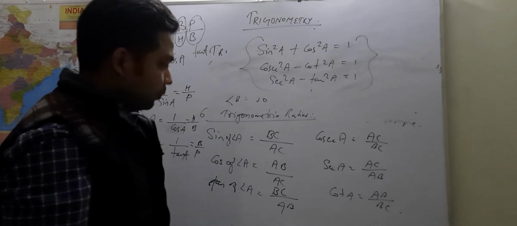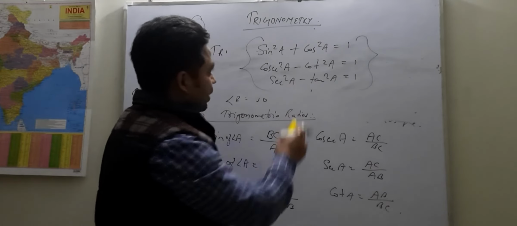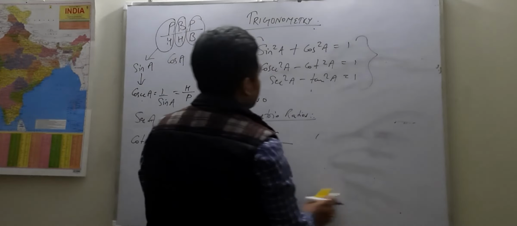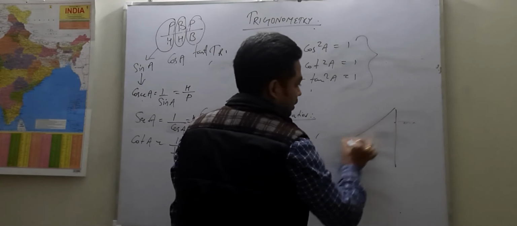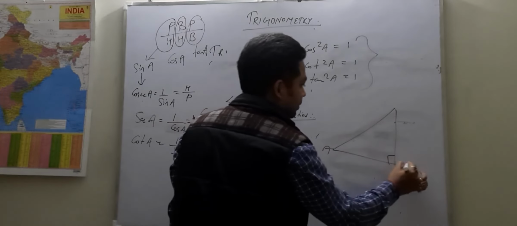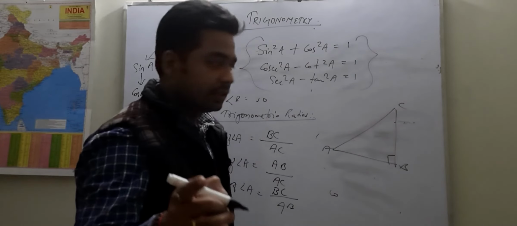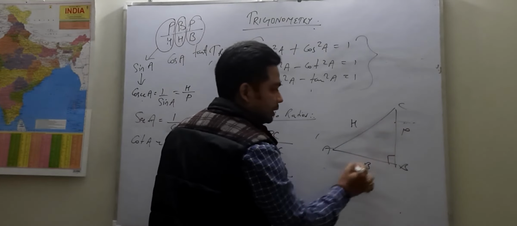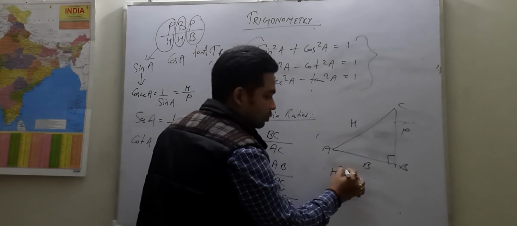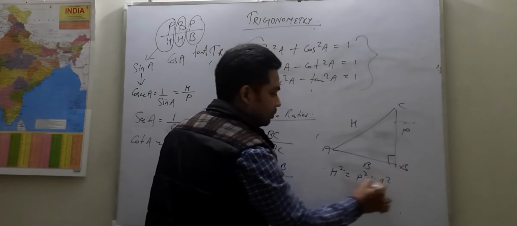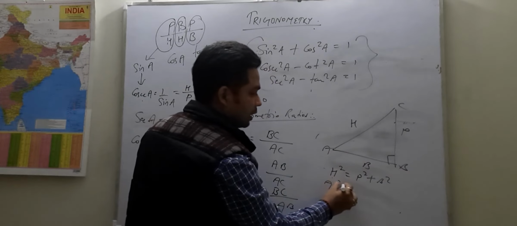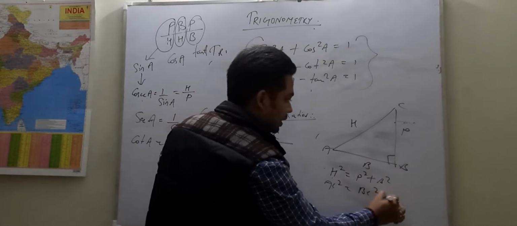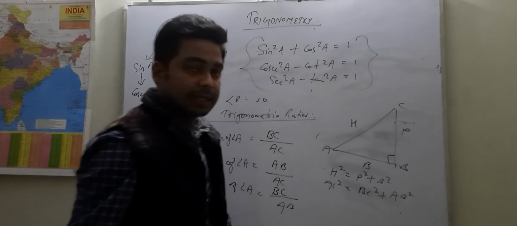You should also know how to derive these identities. We know this is right angle triangle ABC. By Pythagoras theorem, this is H, this is P, and this is B. Pythagoras theorem is H square equals P square plus B square. Means H square is AC square, equals P square, BC square, plus AB square. This is the Pythagoras theorem.